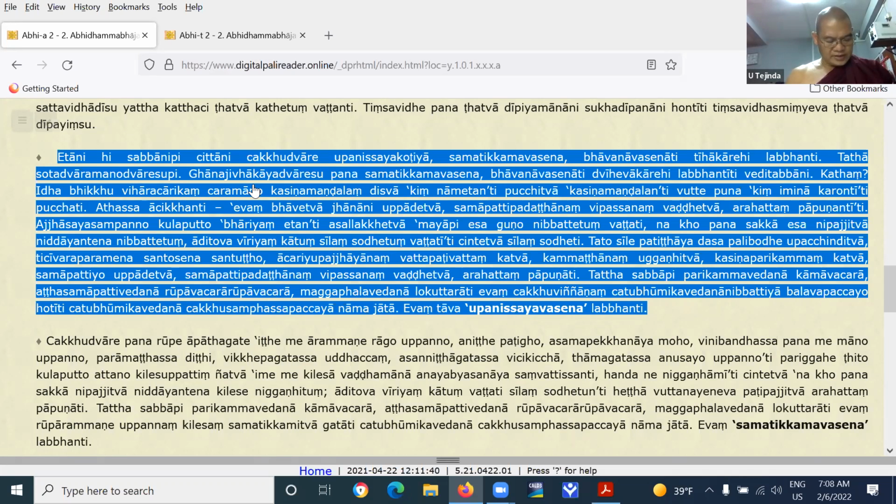Idha bhikkhu vihare carikaram, kasina mandalam disva. So the monk goes around the monastery and sees a kasina disc, for example the earth device, any kasina base. Because at that time the monks, you see, were not like us.